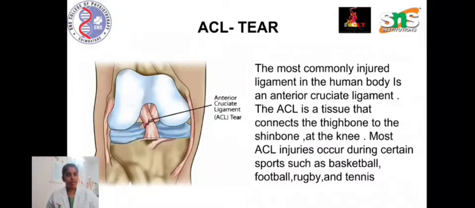ACL tear. The most commonly injured ligament in the human body is the anterior cruciate ligament, that is ACL. The ACL is a tissue that connects the thigh bone to the shin bone at the knee. Most ACL injuries occur during certain sports such as basketball, football, rugby and tennis. This is an example of an ACL tear.